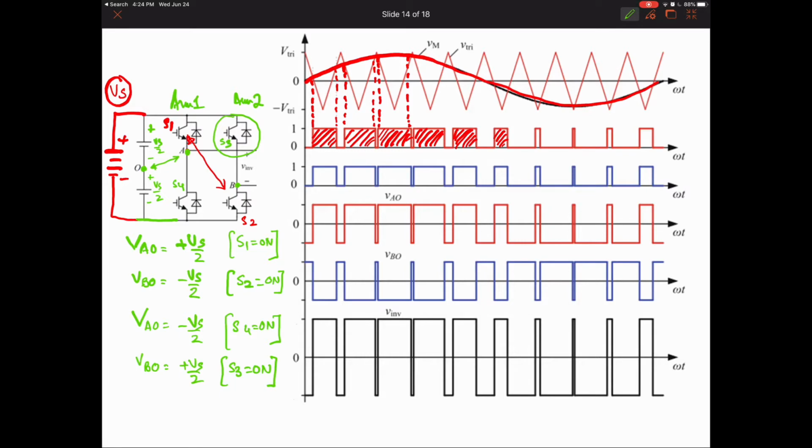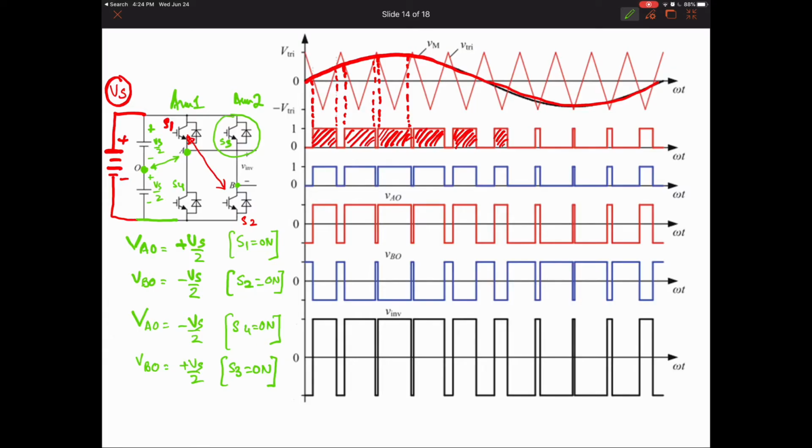These voltages are said to be the pole voltages. Pole voltages are basically the voltage between the center point of an arm and the fictitious point O, that is the center point of your source. We are connecting a single supply, but we are taking this point O fictitiously, that is the center point of your source.